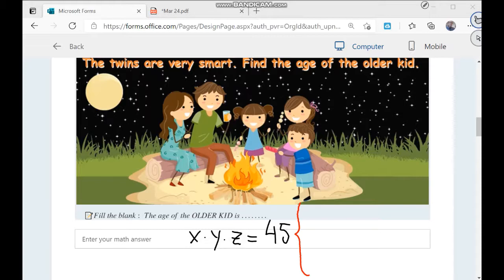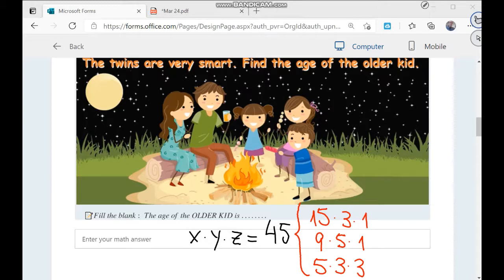And I think most of you selected 15, because 15 is one of the numbers that you can use. 15 times 3 times 1. So this is a good option. Yes, it's a very good option. 15 times 3 times 1 is 45. But we also have other options. For example, 9 times 5 times 1 is also 45, right? And there's another option. 5 times 3 times 3 is 45.